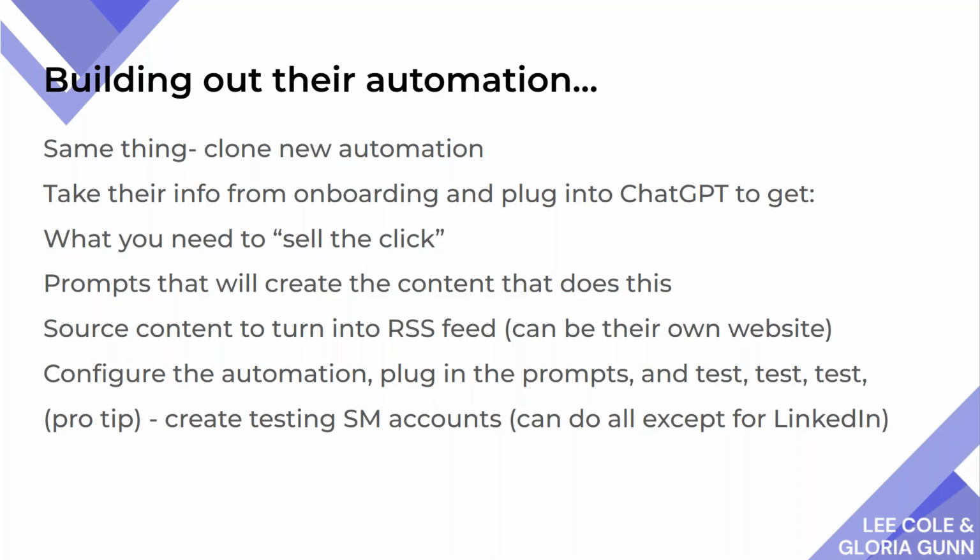And then you're going to need to redo the prompts to make it fit for them, because you have the prompts that fit for you. And then you'll just need to source the content. Where can you get what I call the feeder content? Is it going to be a website that you turn into an RSS feed? Are you getting news sites, Google alerts? You'll have to figure all of that out. And then you're just going to configure their accounts, plug in the prompts, and then make sure that you test.